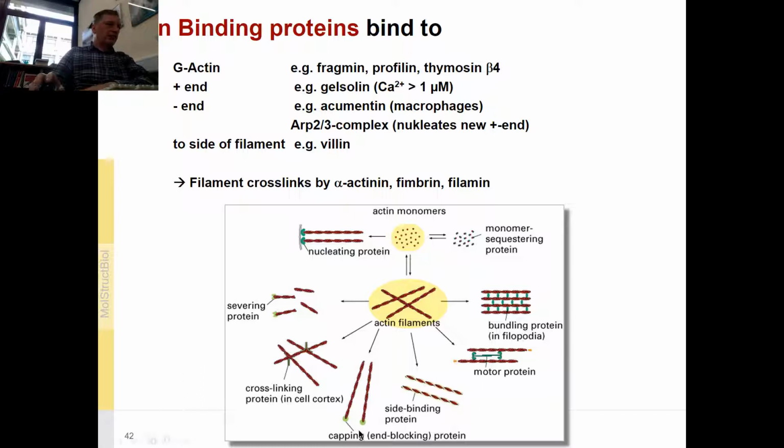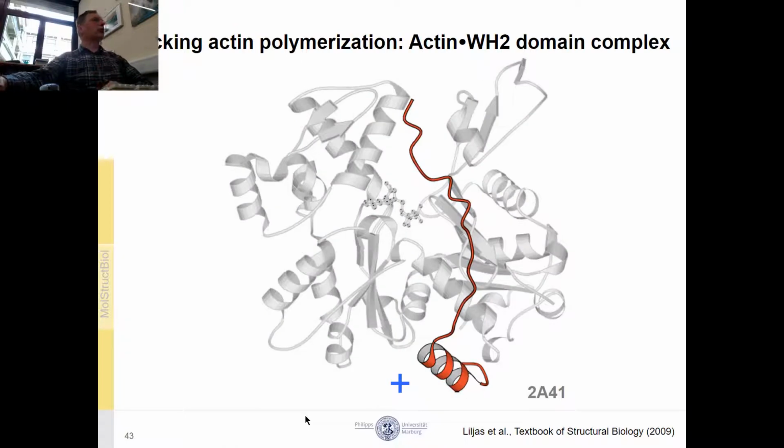We have some capping, yes. We have cross-linking. We need cross-linking to get some stable structure of our cells, yes. We have something to nucleate, something to depolymerize, something that binds to the side, and also something that makes motor movements, which I come to later, because this is something for basic knowledge of structural biology, how actually our muscles work.